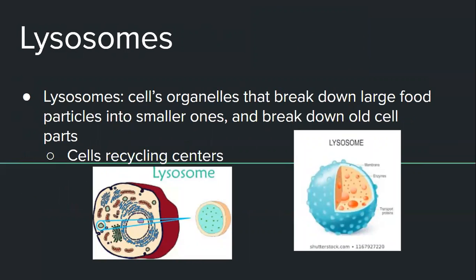Lysosomes. So you can think of lysosomes as a cell's recycling center. It refers to the animal cell that we see here. So notice the small round organelles, okay? These are lysosomes. Lysosomes contain substances that break down large food particles into smaller ones. Lysosomes also break down old cell parts and release the materials so they can be used again.